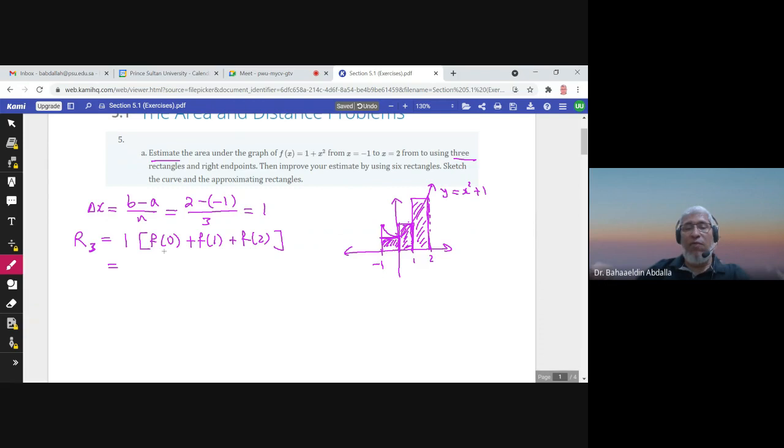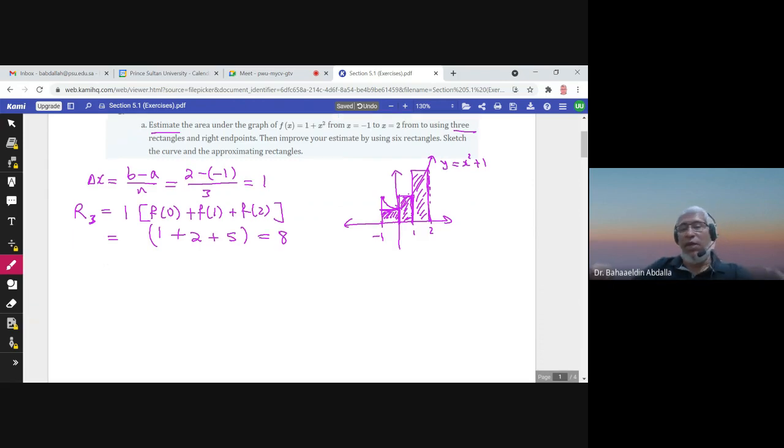Now, f of 0, you use this definition. So what is f of 0? 0 squared plus 1, it is 1. F of 1, 1 plus 1, 2. F of 2, 4 plus 1, 5. So R3 is 8. So this is an estimation of the area using three rectangles and the right endpoints.